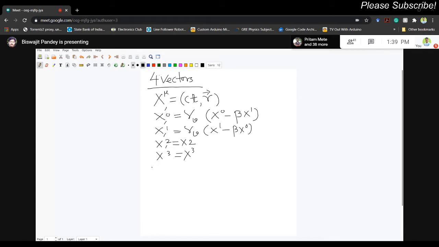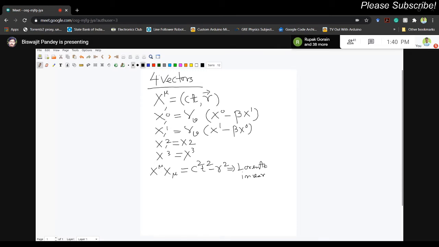If I take any four-vector, say x mu, we label this as the space-time interval, c squared t squared minus r squared, right? We label this as an interval, and this is Lorentz invariant. So this doesn't change, right? Lorentz invariant.